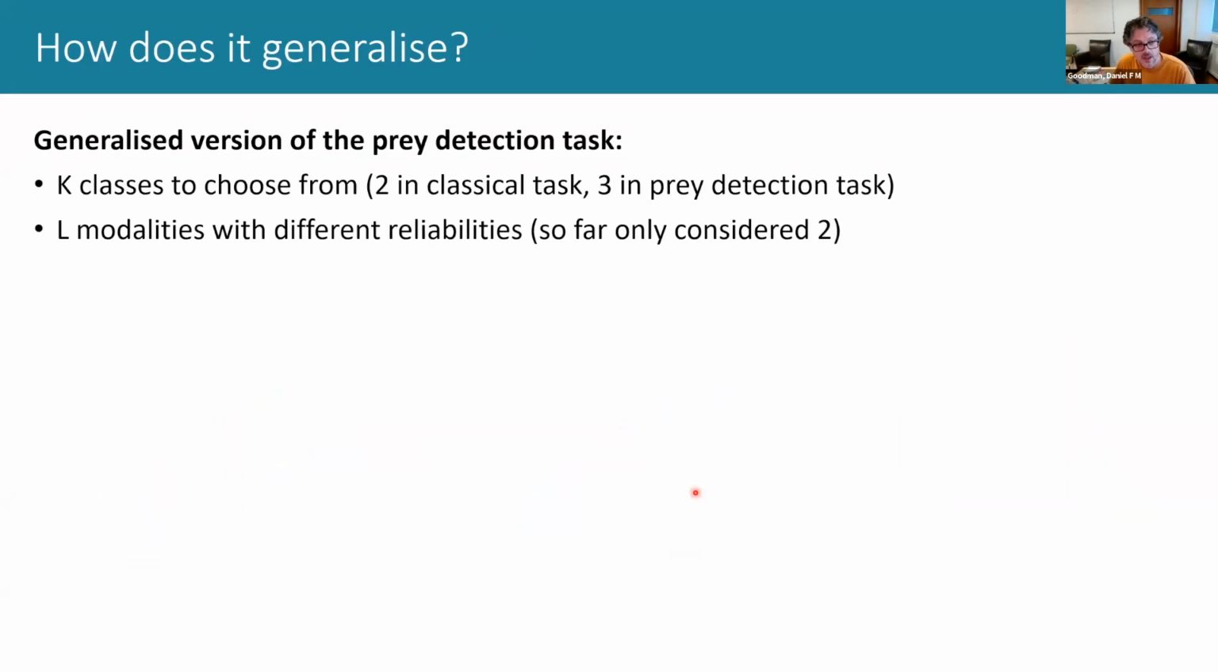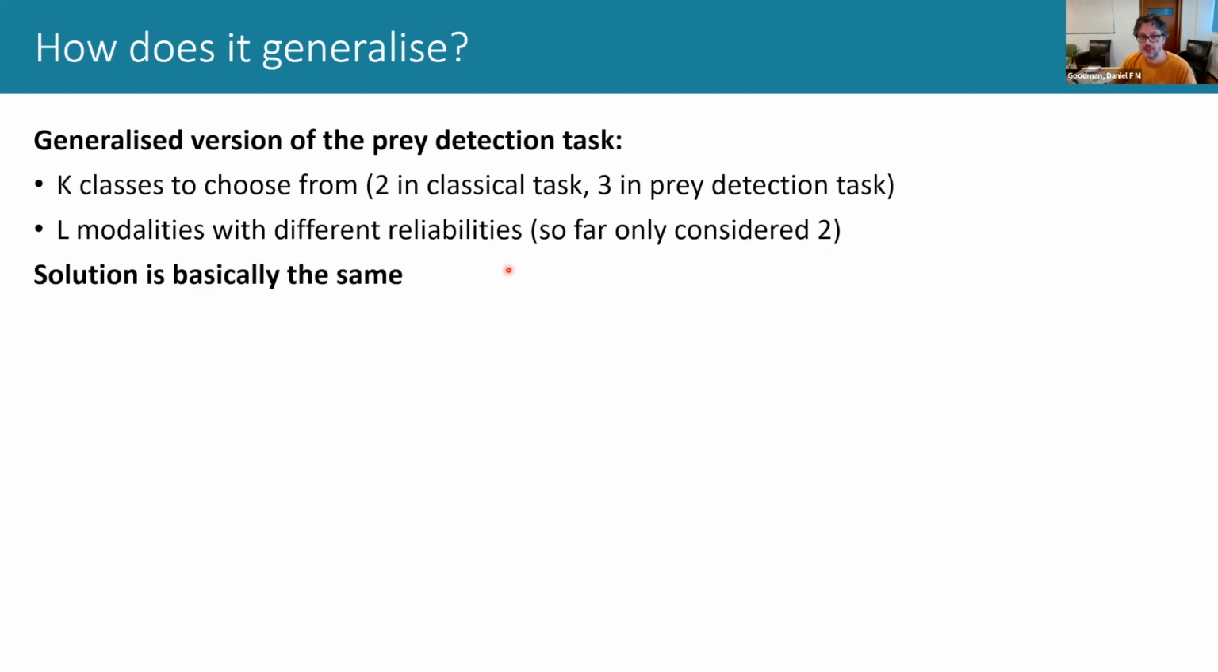So the next question is how well does this generalize? Because this is, again, a very specific setup. We check this in a few ways. I'll just talk about one today, which is we generalize the number of classes and the number of modalities. In the classical task that I talked about at the beginning, there were two classes, it could be left or it could be right. In the prey detection, there was also a possibility that there was no target. So that was 3 classes. In general, we can upgrade that to K classes and going from 2 modalities up to L modalities.